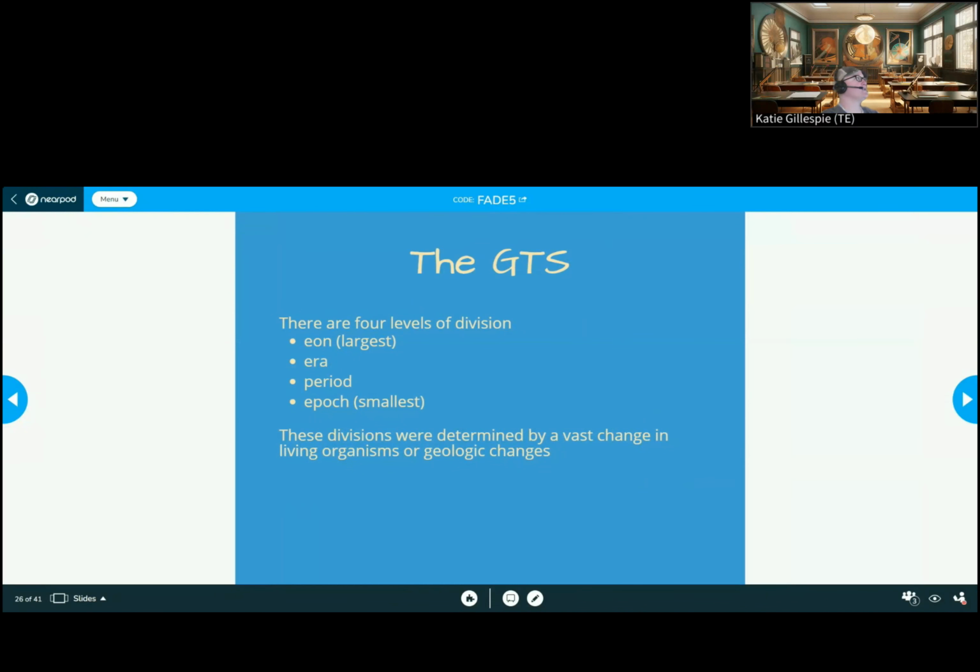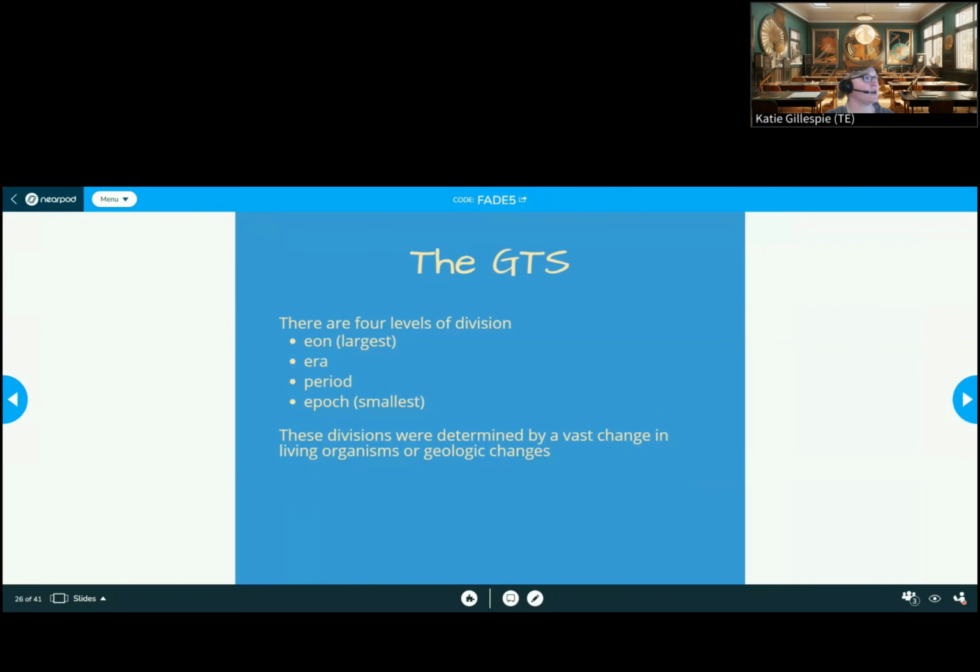GTS, there are 4 levels of division here. This is organization. If you're like me, you're type A, this is right up your alley. This is going to make sense. It's going to be easy. Okay. We're going to understand because it is a graph, it is a chart, and we are efficient minded. Maybe those of us on the creative side might have to work a little bit harder on this one.